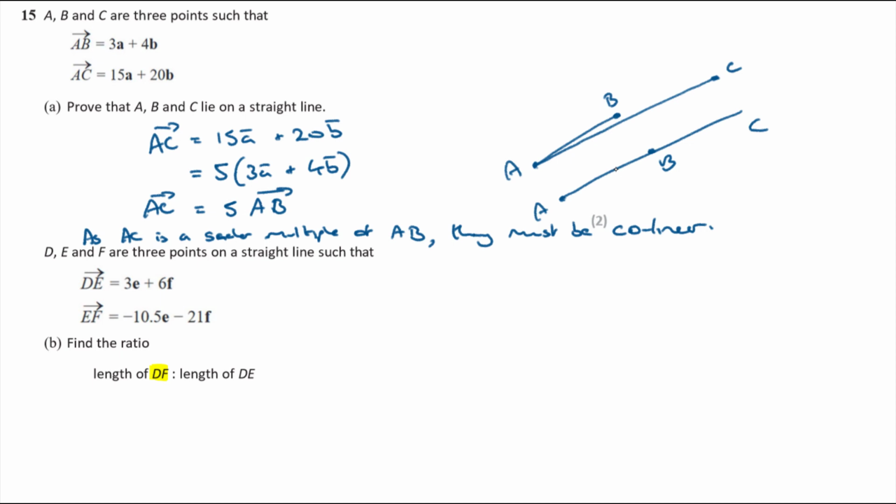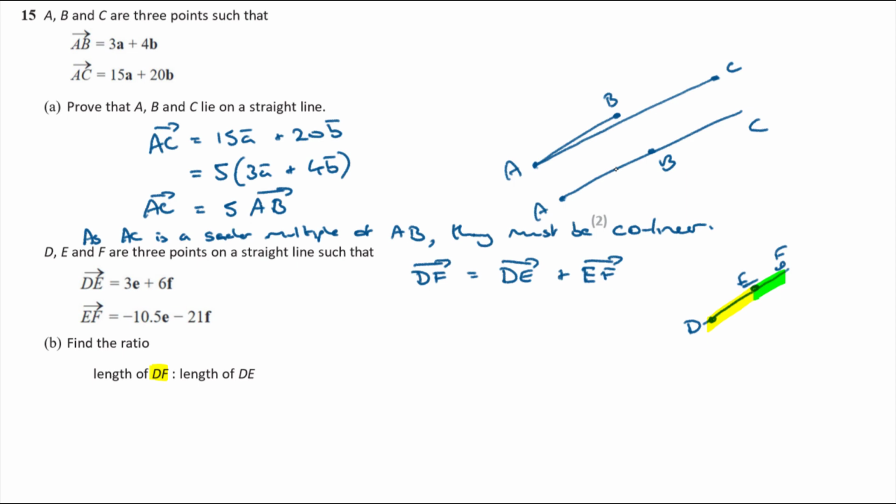So what is D to F? D to F is going to be the same thing as the vector D to E plus the vector E to F. Okay, because if we've got 3 points, D, E, and F, and I want to know the vector D to F, then that is going to be the vector D to E plus the vector E to F, isn't it? Okay, so that kind of makes sense.